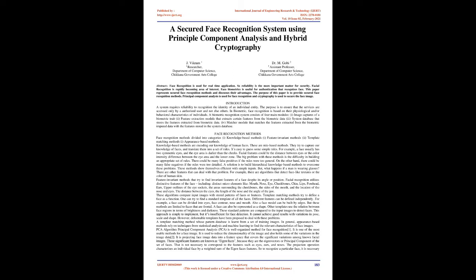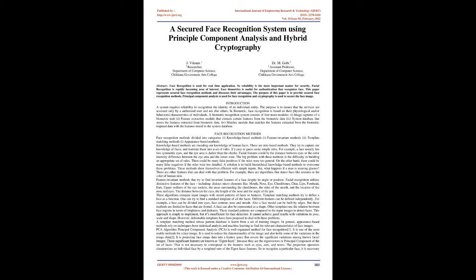A biometric recognition system consists of 4 main modules: 1. Image capture of a biometric trait. 2. Feature extraction module that extracts certain features from the biometric data. 3. System database that stores the features extracted from biometric data. 4. Matcher module that matches the features extracted from the biometric input data with the features stored in the system database.